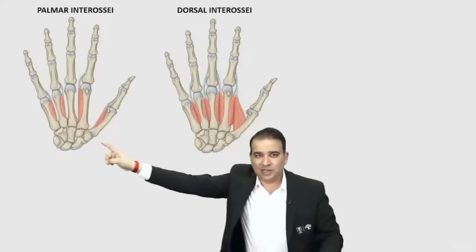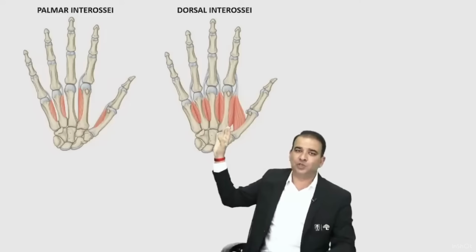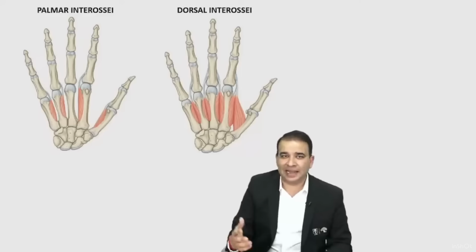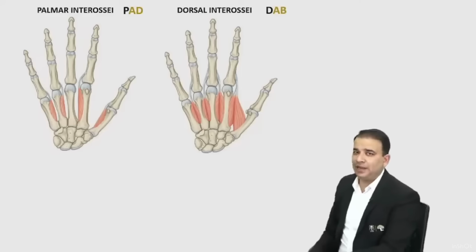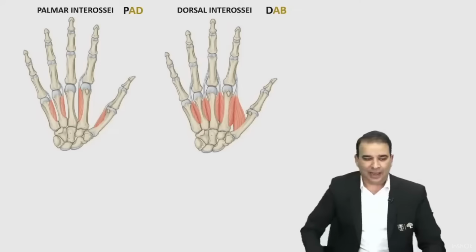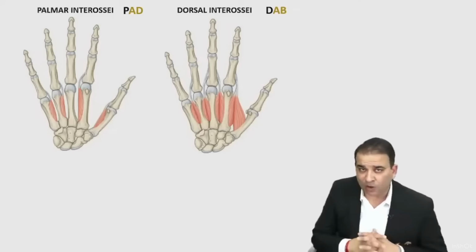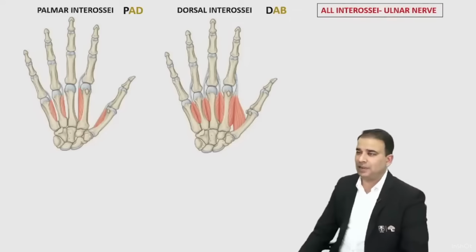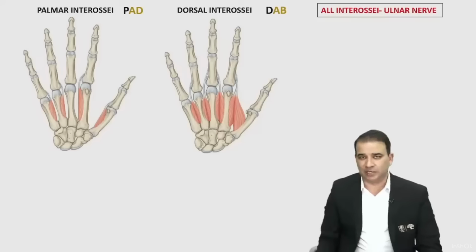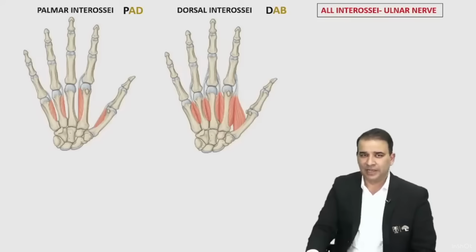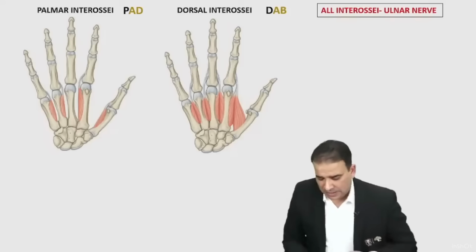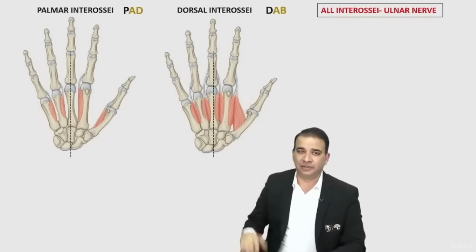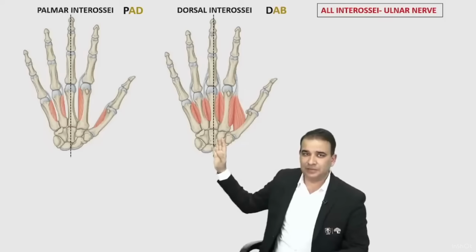So palmar interossei take origin from one metacarpal and dorsal interossei take origin from adjacent metacarpals. We know the mnemonic PAD and DAB: the palmar interossei are for adduction and the dorsal interossei are for abduction. Be it palmar or dorsal interossei, all interossei are supplied by the what? Ulnar nerve. All interossei are supplied by the ulnar nerve, the dominant nerve of the hand. Now to understand these better, in adduction and abduction of the fingers, the principal digit is the middle finger.